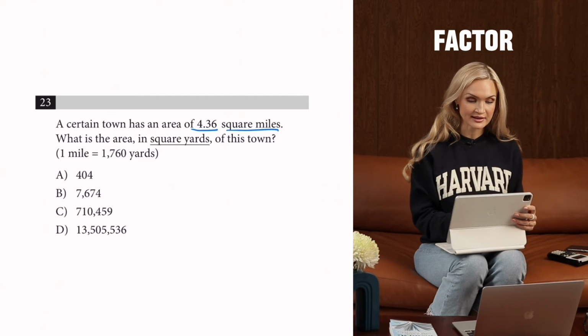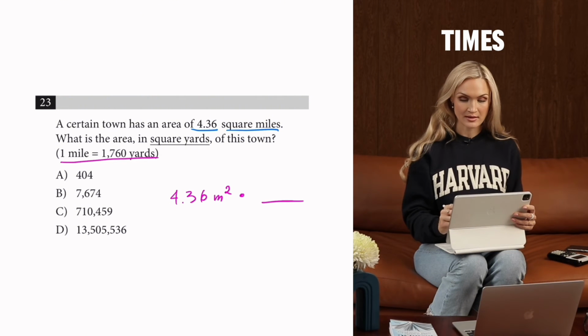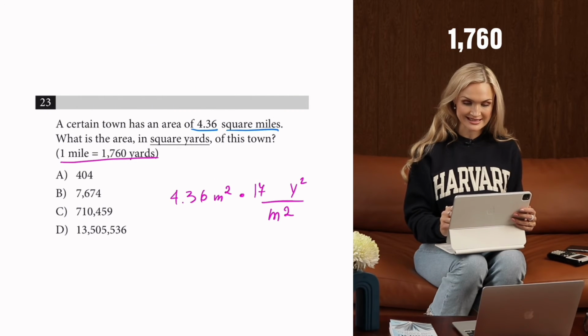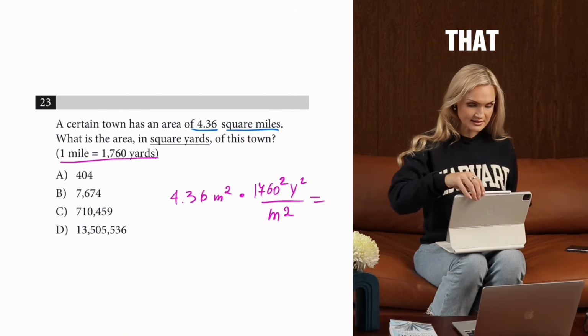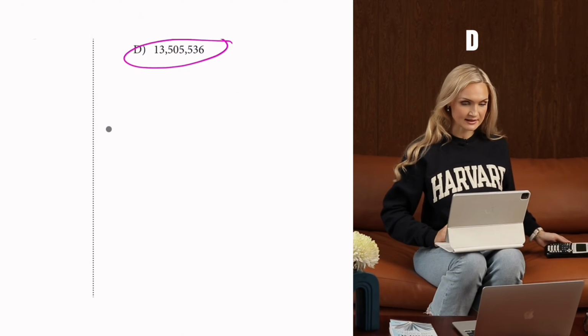But the conversion factor that they give us is flat. So here, 4.36 miles squared times miles squared out. We will have to convert it to square yards. How do we get square yards? We just take 1,760 and we square that. It starts with 13,505, so approximately D.